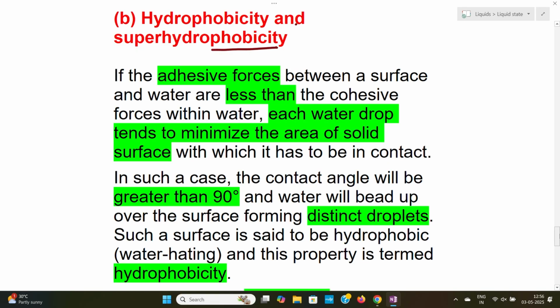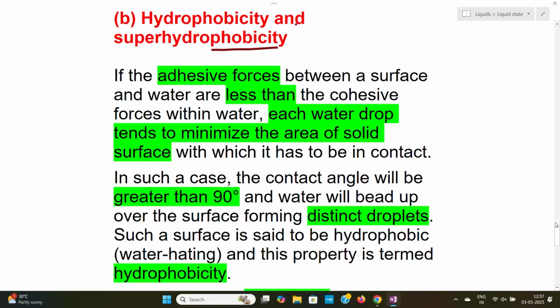That is water hating. This is just opposite to hydrophilicity and superhydrophilicity. Here the strength of the adhesive forces between the solid surface and the liquid molecules is less than that of the cohesive forces between the liquid molecules. Since the adhesive forces are less than the cohesive forces within the liquid molecules, what will happen?